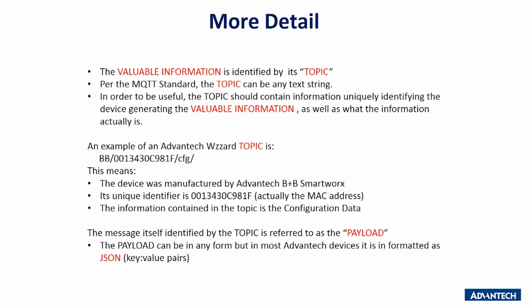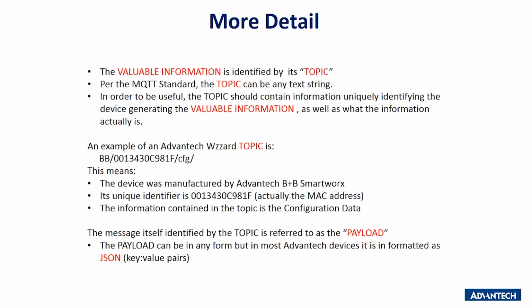The actual information, the valuable information, is referred to as a payload. And the payload in MQTT can be almost anything, but most IoT devices format it as a JSON string or key-value pairs.